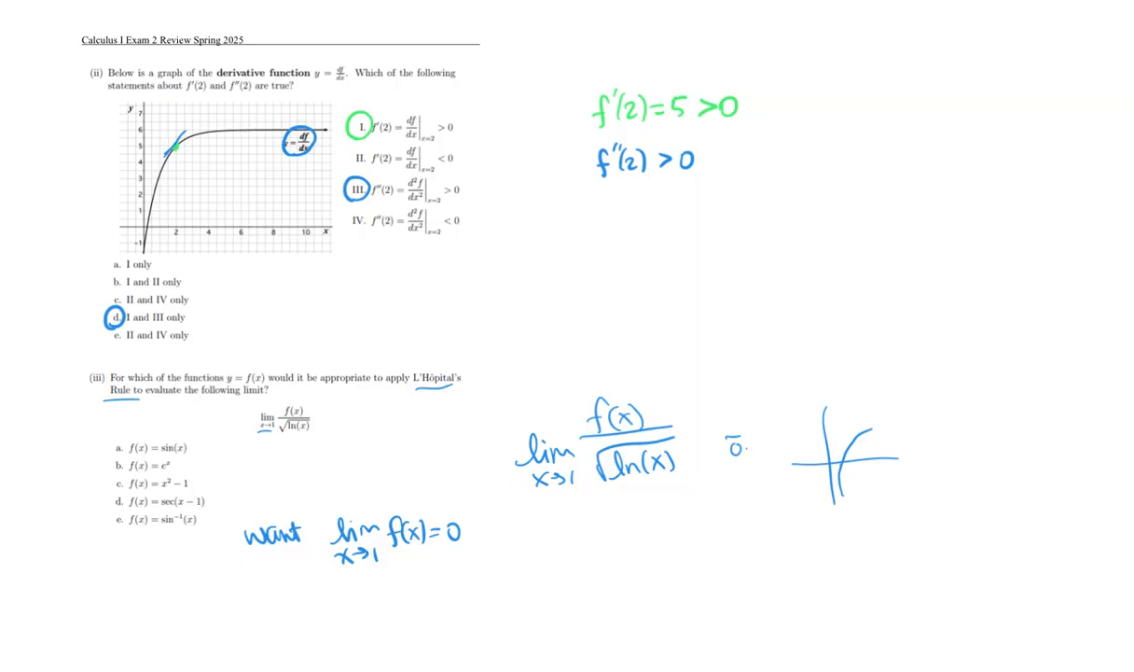As x goes to 1, sine of x does not go to 0. As x goes to 1, e to the x does not go to 0. As x goes to 1, this one goes to 0, so that's a possibility. As x goes to 1, secant goes to 1. As x goes to 1, sine inverse goes to, I don't know, something weird. Okay, the correct answer then is C, because as x goes to 1, x squared minus 1 goes to 0. So I'll get 0 over 0.